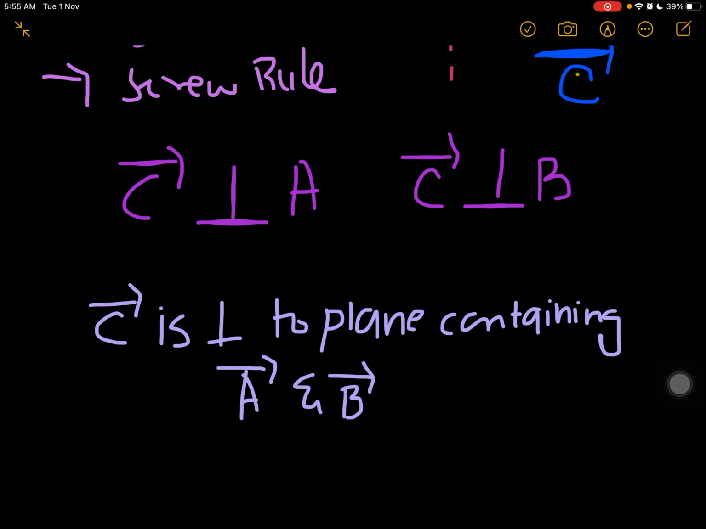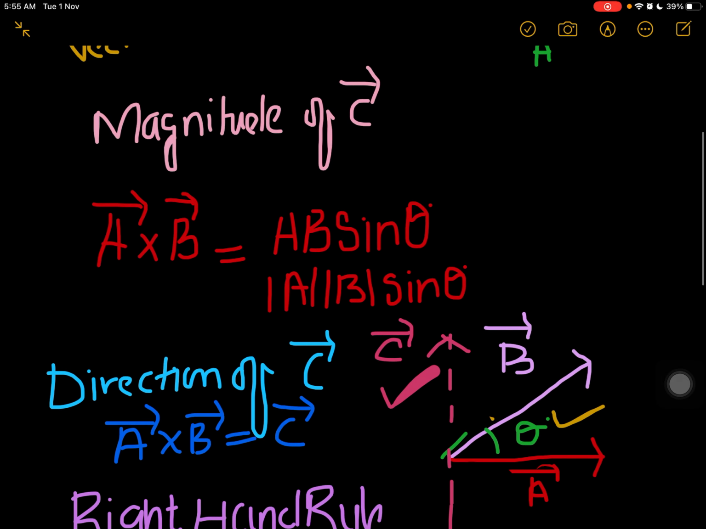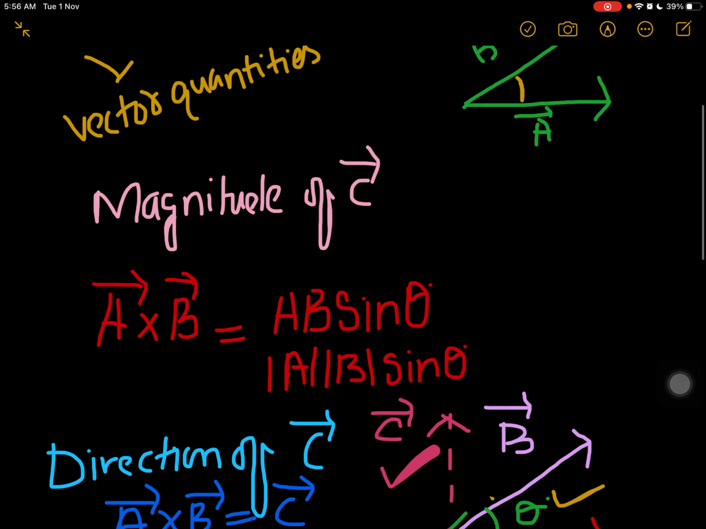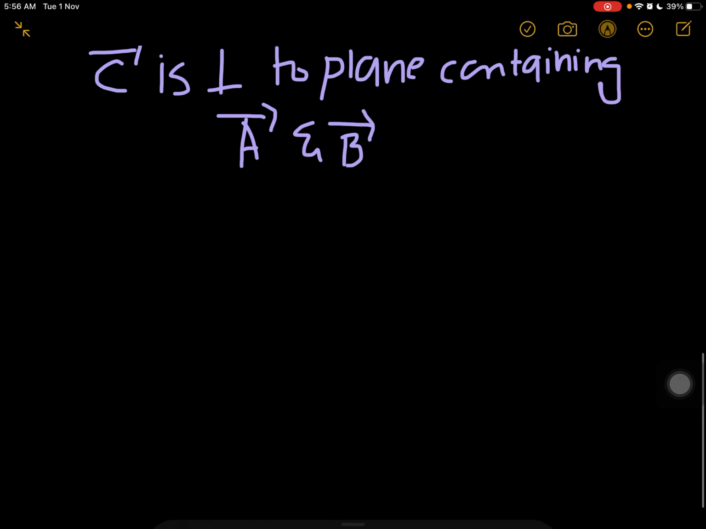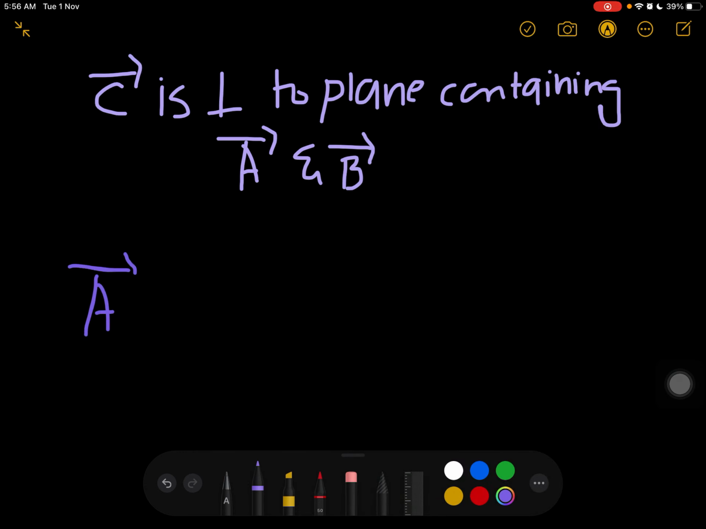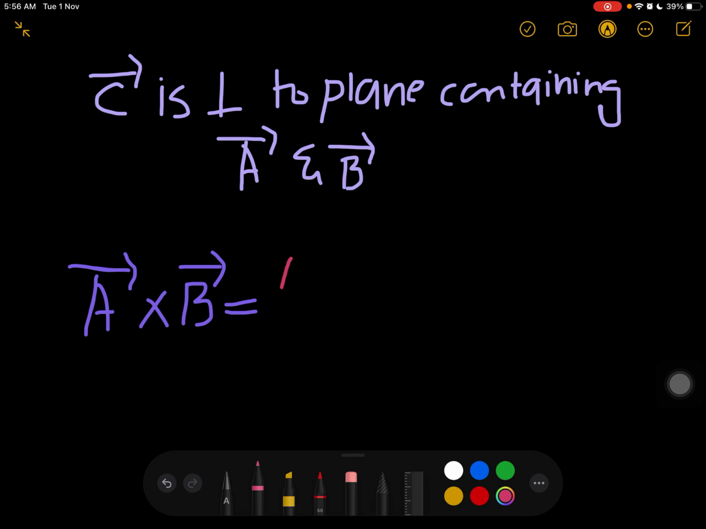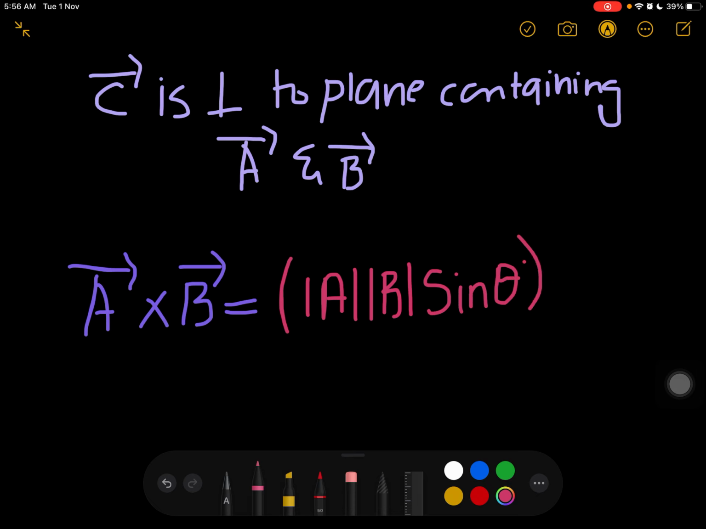Okay, now what if we have to write the magnitude and the direction together, right? We have talked about the direction over here and about the magnitude over here. What if we have to write A cross B, direction and magnitude together? A cross B. So what will happen over here? You will write the magnitude of A, magnitude of B, sine theta. So this is a magnitude, right?